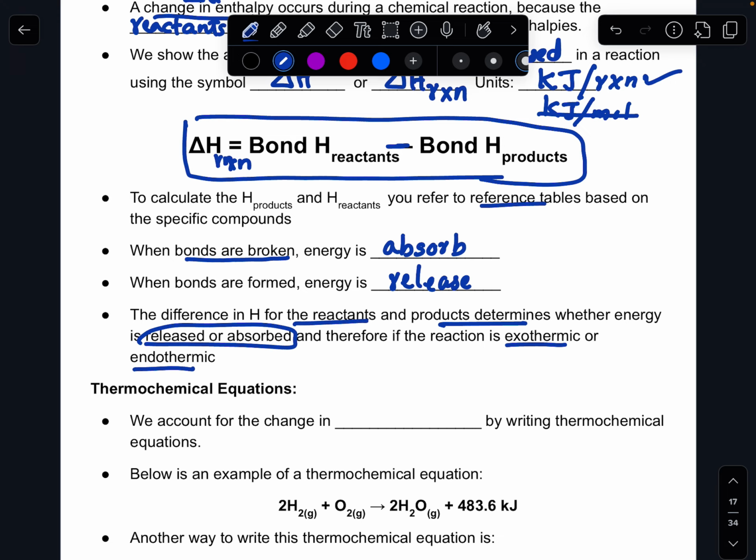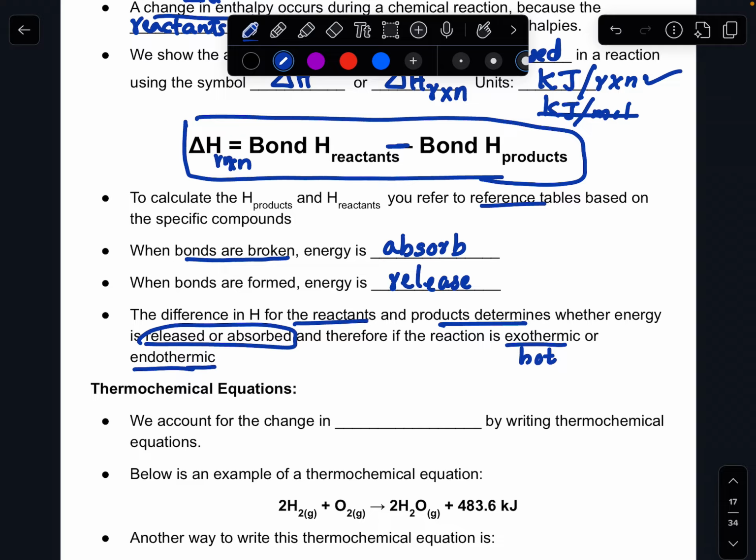Remember the demonstration we did, okay? When you mix two reactants, if you are feeling hot, that means that system is releasing energy outside. So you are the surroundings and you are feeling high temperature. That means you are getting energy from the system. So that type of reaction is called exothermic.